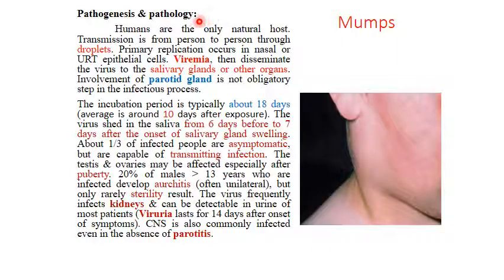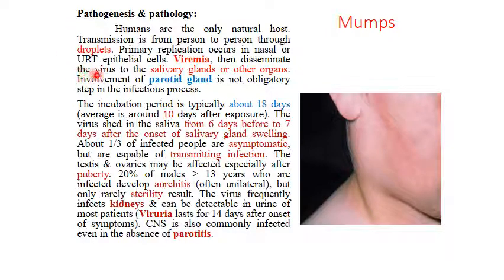The involvement of the parotid gland is not an obligatory step in the infectious process of mumps. The incubation period is typically about 18 days, average around 10 days after exposure. The virus is shed in the saliva from 6 days before to 7 days after the onset of salivary gland swelling. About one-third of infected people are asymptomatic, but are capable of transmitting infection.